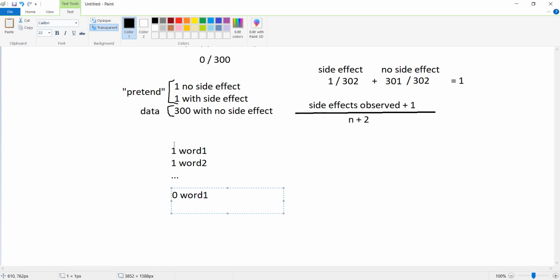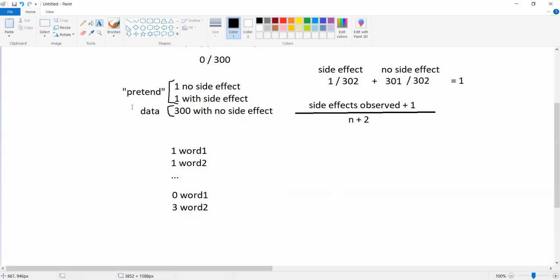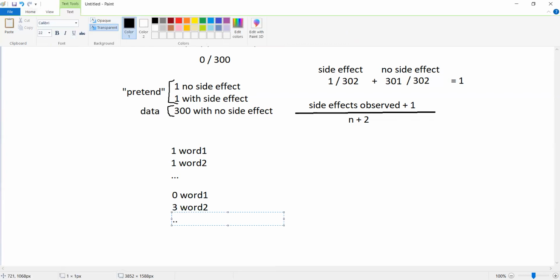This is the data that we pretend to see first. We first pretend to see one of each, and then this is the data that we actually have. So let's say we actually have 0 of word 1 and 3 of word 2, and so on. But let's make it interesting. Let's say we have 11 words, and so on for each, because I think that's what we talked about last week.